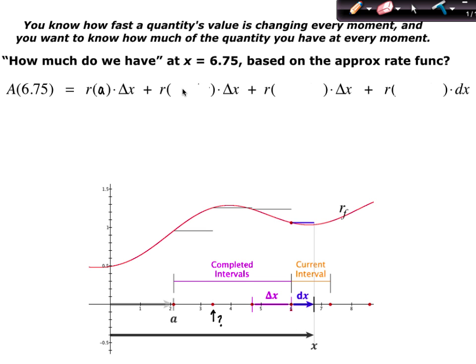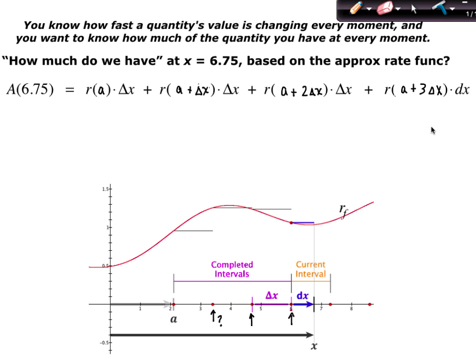What's dx, Jason? Delta. Yeah, are we in the current interval? No. All right, next. So now we need the x value at the left side of the third interval, which is? A plus 2 delta x. And then finally, the left side of the current interval will be? A plus 3 delta x, right?